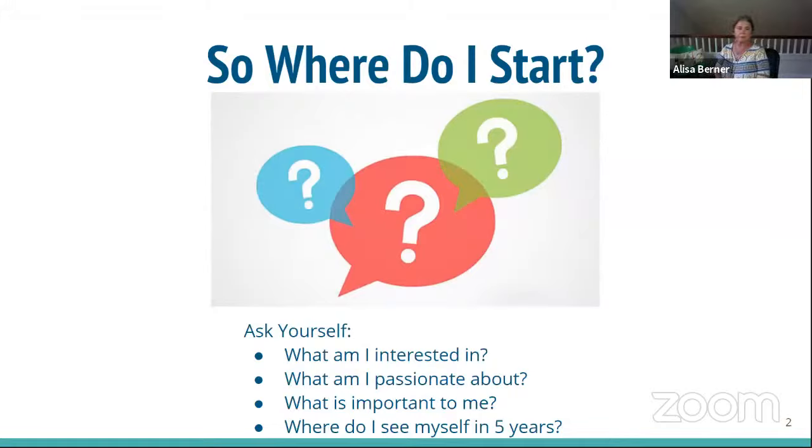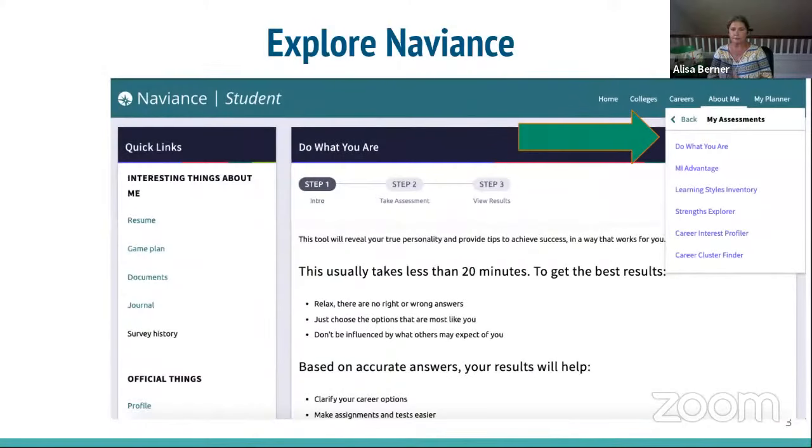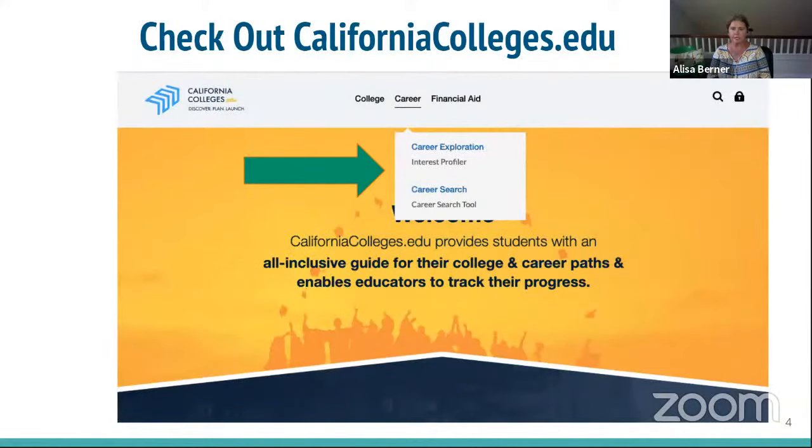You need to write down things you're interested in. Do you have any passions? What are they? What is important to you? What are your core values? And where do you see yourself in 5 years? How about 10? On Naviance, there's a personality assessment that can help you identify these personality traits called Do What You Are. Also, on californiacolleges.edu, you can do an interest profile that leads to career exploration and career search that helps you match those interests to a career.